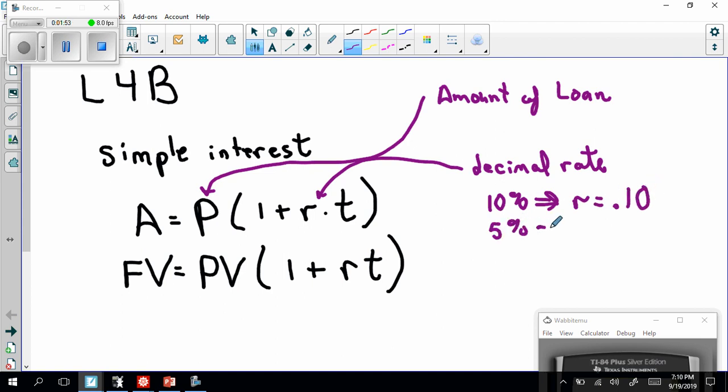So there's a decimal rate, so 10% really implies R is 0.10. 5% implies R is 0.05. So R is the decimal rate. In math, we always use a decimal rate, but on computers, most of the time you'd use the percentage rate. But we're going to use 0.05. Now T in these formulas is in years, like 5 years.